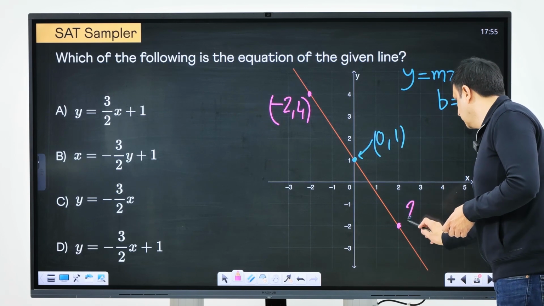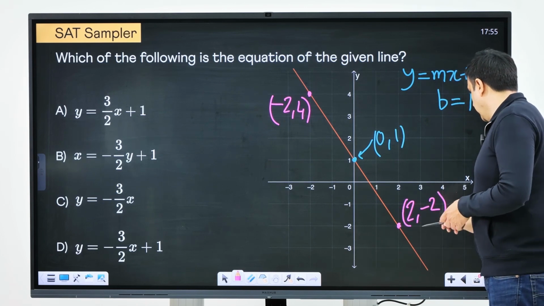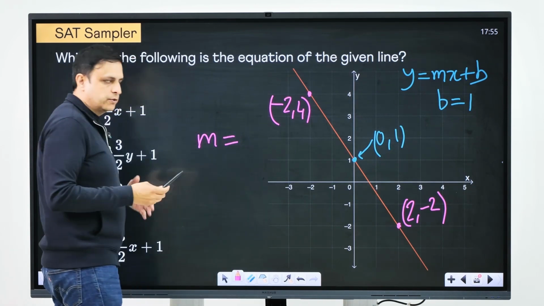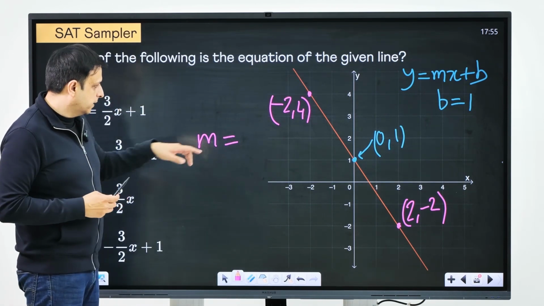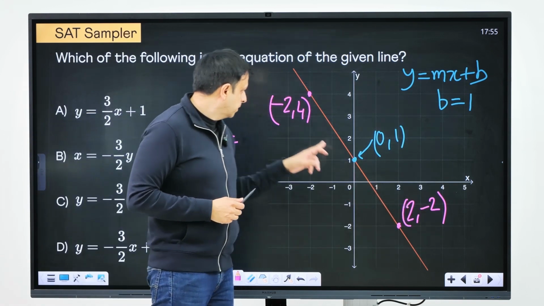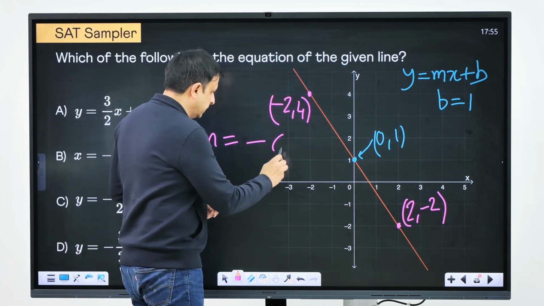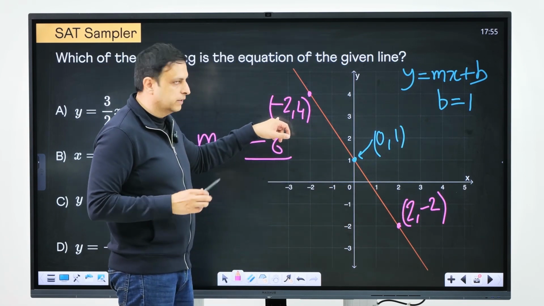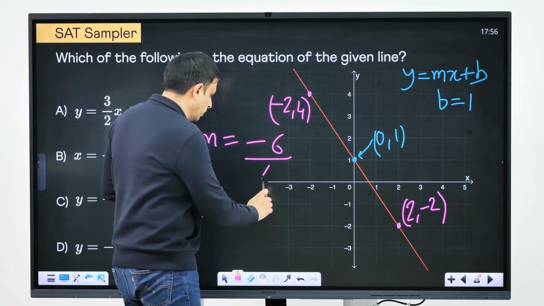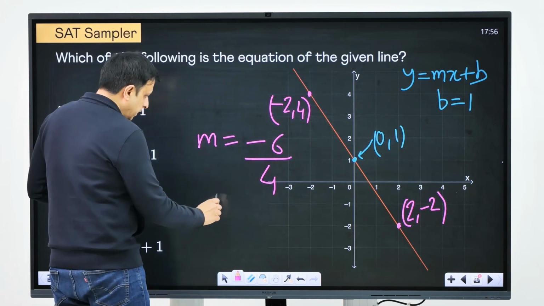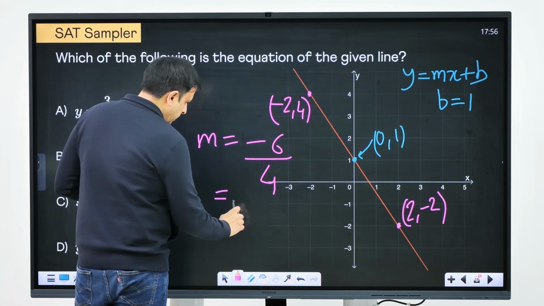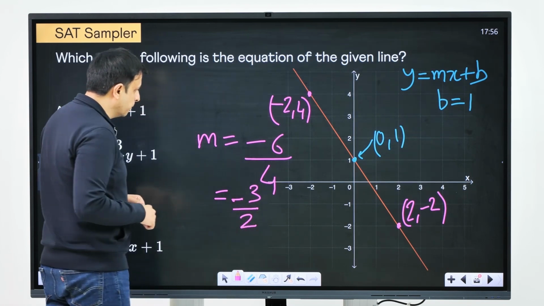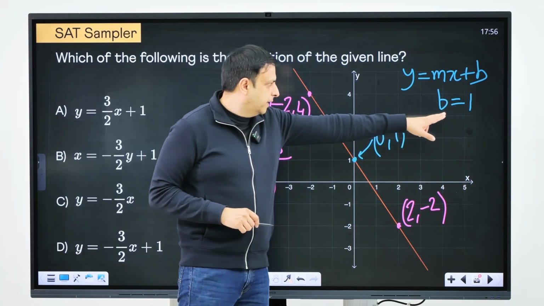So this point is (2, -2), and now I'll simply use the expression y2 minus y1 over x2 minus x1, or rise over run, to find the slope. Negative 2 minus 4 is negative 6, so that's the rise, and 2 minus negative 2, that's the run. So 2 minus negative 2 will be 4. So m is negative 6 over 4, which we can simplify to negative 3 over 2. So that's the slope, and we have the y-intercept 1.